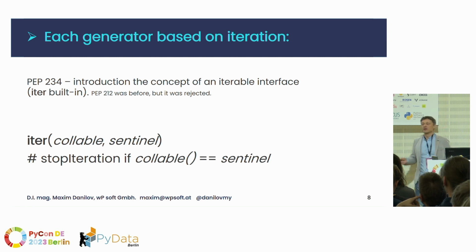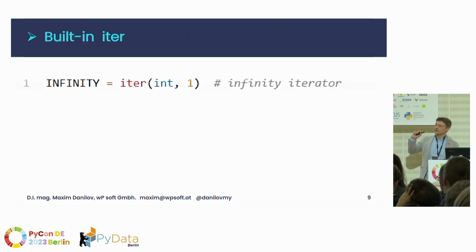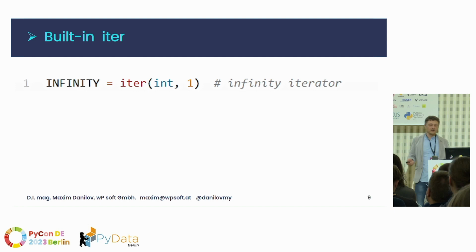What does the iter function mean? We can call this function with two arguments. The first argument is a callable, the second argument is a sentinel. If the result of the callable is equal to the sentinel, it throws StopIteration, otherwise it returns the result of the call of the callable. And if I know this, I can create an infinite iterator. For the infinite iterator, calling int creates always 0, and 0 is not equal to 1, so we can iterate it infinitely many times.